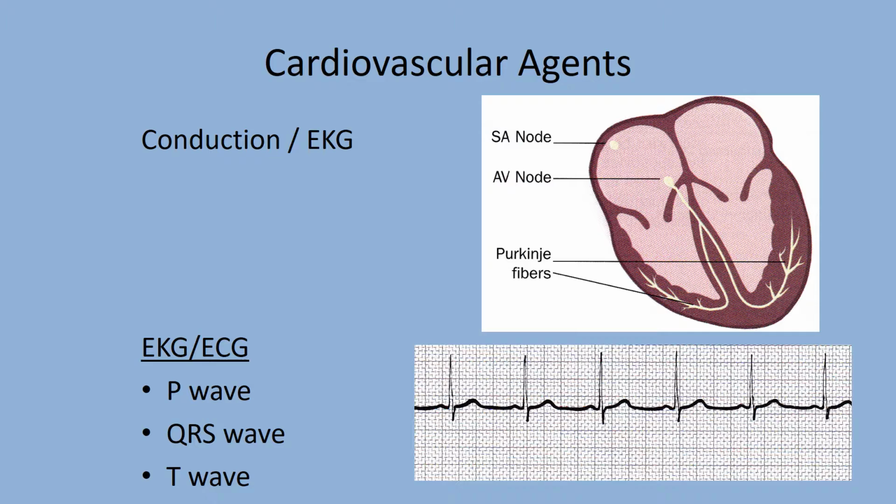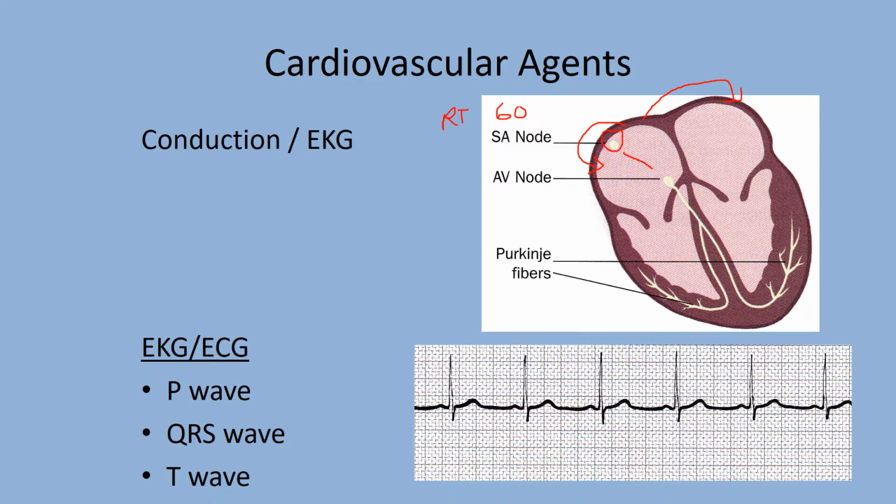Conduction, EKG or ECG, electrocardiogram. So you have your pacemaker, the SA node, sinoatrial node, gives you about a 60 beat per minute. It needs to communicate with the left side. So this is the right side. That way, the atriums can coordinate their contractions.